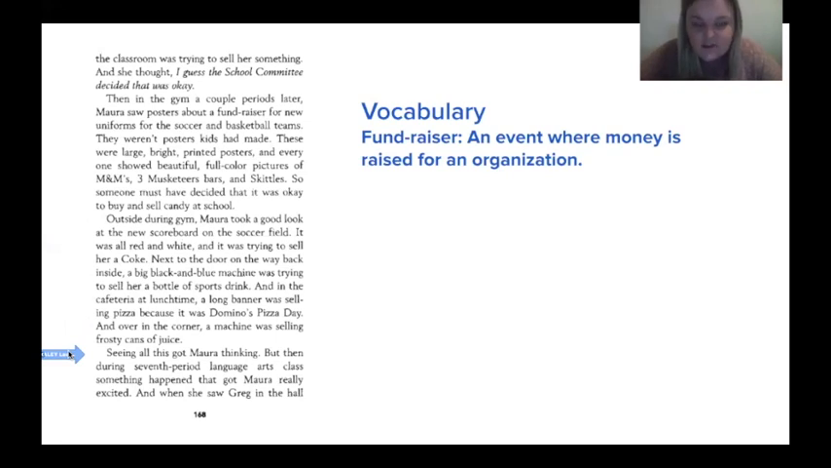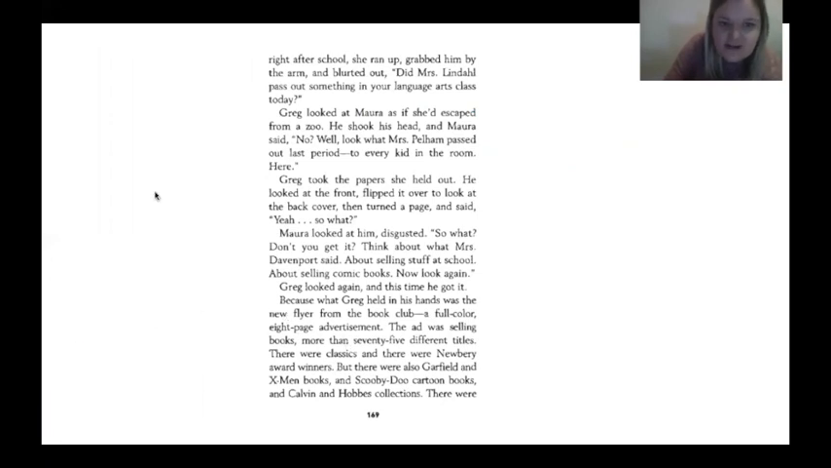But then, during 7th grade language arts class, something happened that got Mara really excited. And when she saw Greg in the hall, right after school, she ran up and grabbed him by the arm and blurted out, "Did Mrs. Lindahl pass out something in your language arts class today?" Greg looked at Mara as if she had just escaped from the zoo.